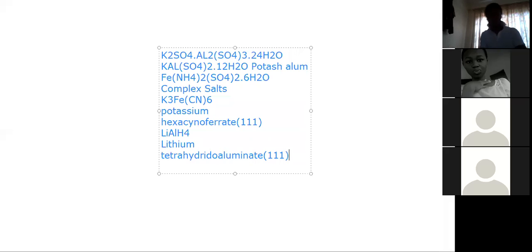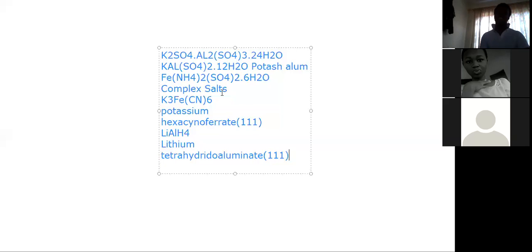There's the name. Lithium tetrahydroaluminate. You mention it, that's the ending. Lithium tetrahydro, aluminate. So that's it. That's the name for this.